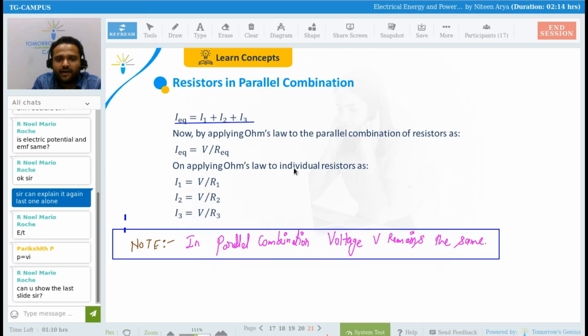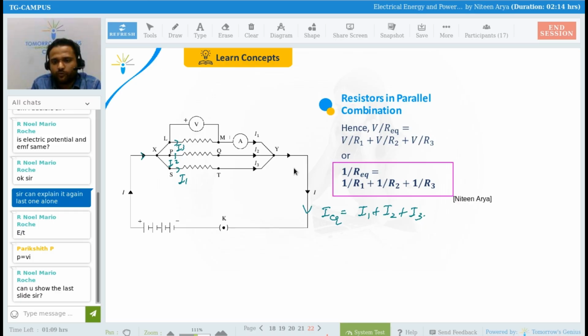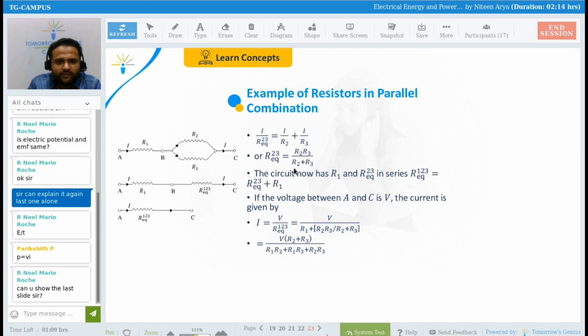So I1 is V by R1, I2 is V by R2, and then simply adding in this way, as I already described. I1, I2, I3 obviously originated from this simple I. So this I equivalent, or you can say total I, is I1 plus I2 plus I3, and from there using Ohm's law, V by R equivalent is going to be V by R1 plus V by R2 plus V by R3. So this is your formula for R equivalent.